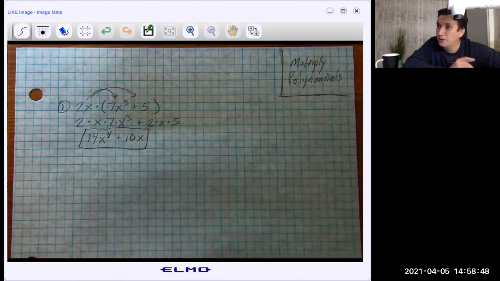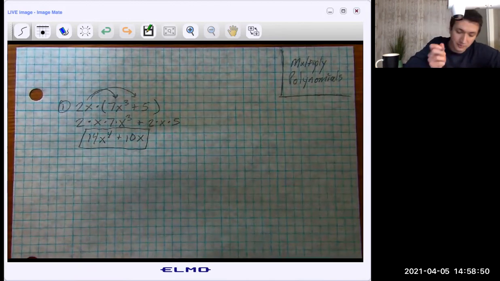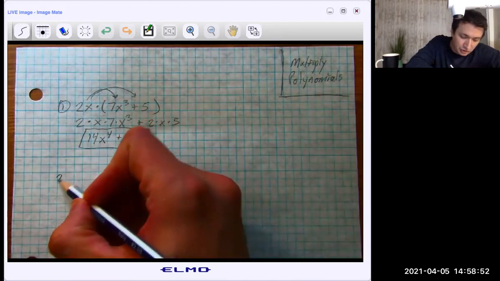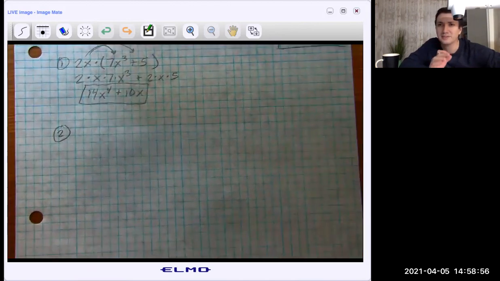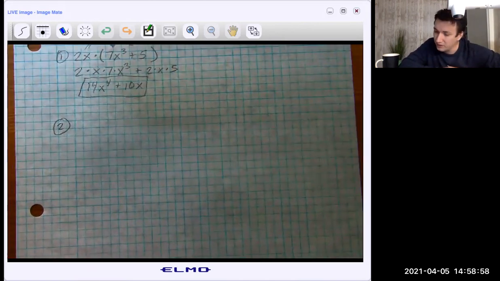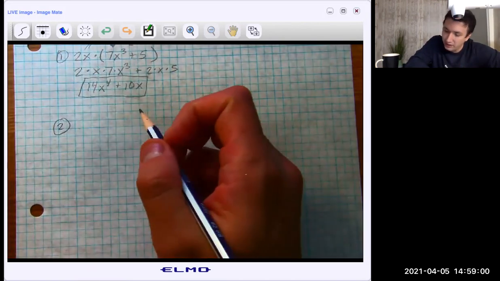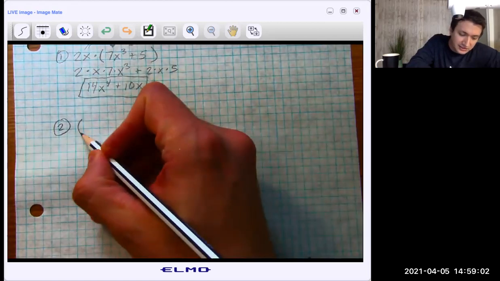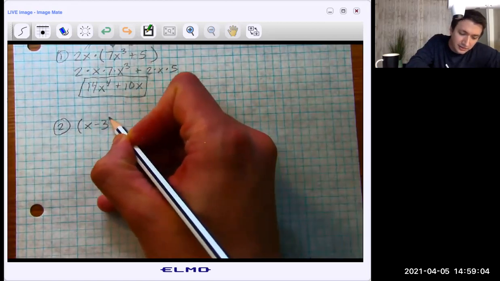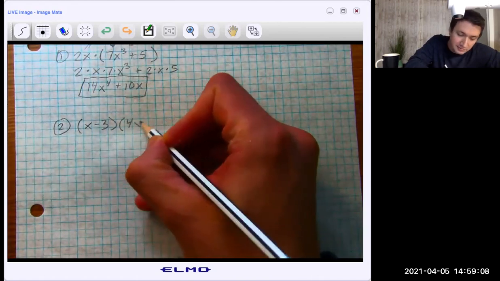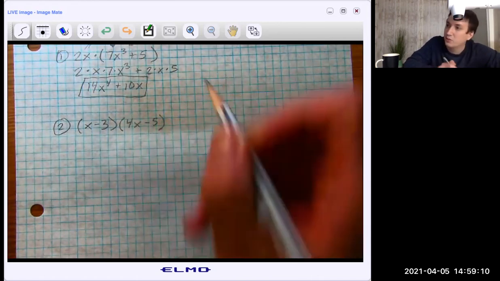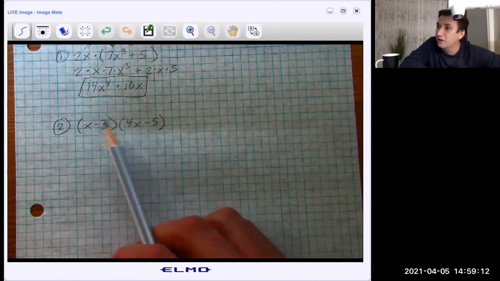Okay? Multiplying polynomials gets a little bit more difficult, though. Let's take a look at example 2. And for this one, I'll show you, I think, the best method for solving. Let's say we had, in parentheses, x minus 3, times, in other parentheses, 4x minus 5. So what I want to do is multiply all of this by all of that.